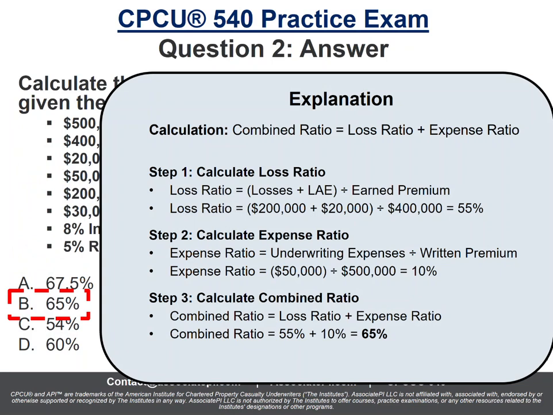Then break it down into components. What do you need to calculate loss ratio? What do you need to calculate expense ratio? You can see that here. First, start with the loss ratio, calculate that. Next, step 2, calculate expense ratio. Then add the two together, and you can see that there's a ton of information that you didn't need there. So this is a tough question. The exam's definitely going to do this to try and trick you, but here's exactly how you solve this type of question.